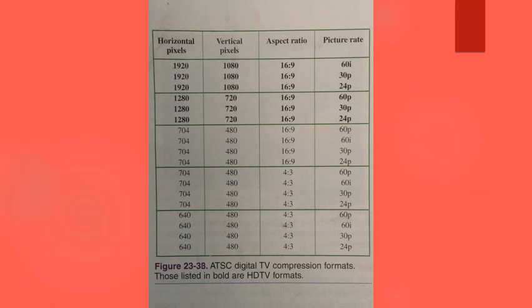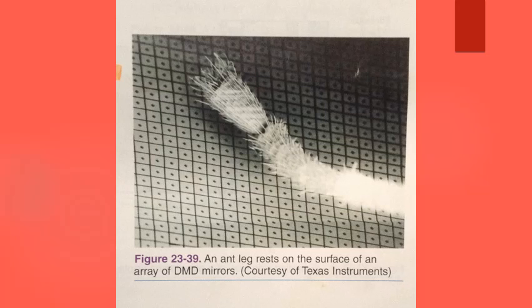Digital light projection television. One of the latest developments in television is digital light projection, DLP, developed by Texas Instruments based on the digital mirror device, DMD. The DMD is a precision light switch consisting of a rectangular array of microscopic mirrors. Looking at figure 23-39, each mirror is controlled separately. The entire array of mirrors spans one chip. A DMD can contain an array of over 1.3 million mirrors.